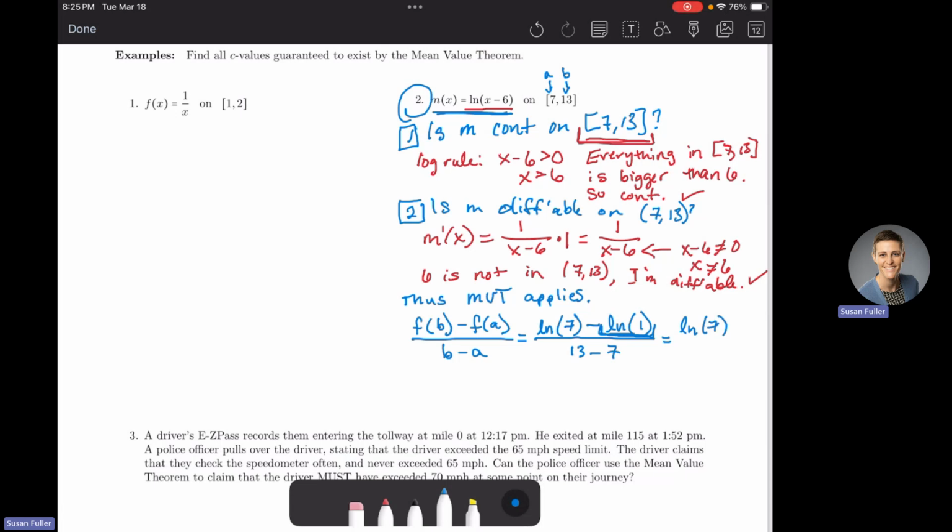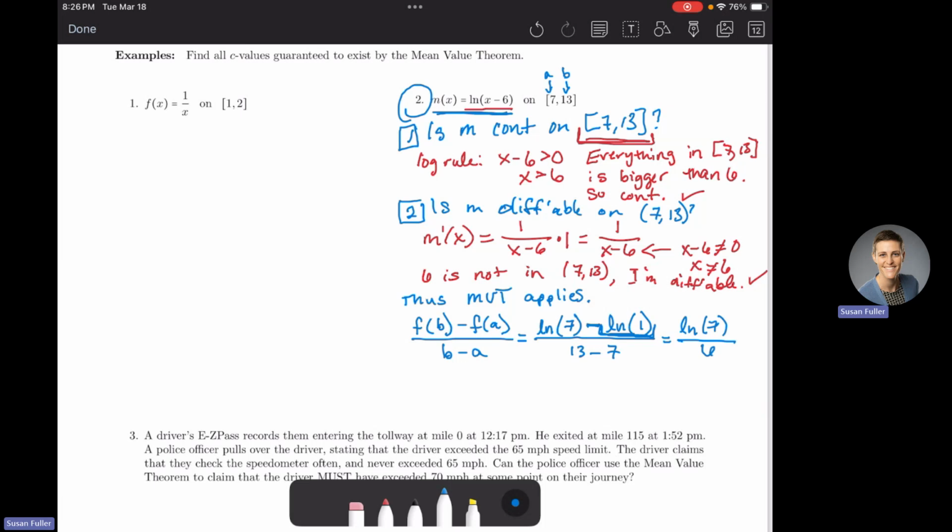Or if you want to think about condensing on top, because we're subtracting 2 logs, you end up dividing inside 1 log. So when I combine these into a single log, I get the natural log of 7 divided by 1, and 7 over 1 just simplifies to 7. However your brain likes that, whatever you see and makes sense to you, go with it. And then 13 minus 7 is 6 on the bottom.